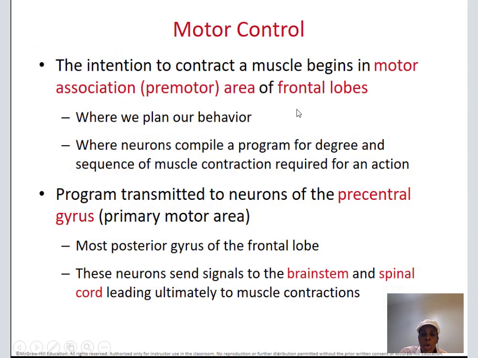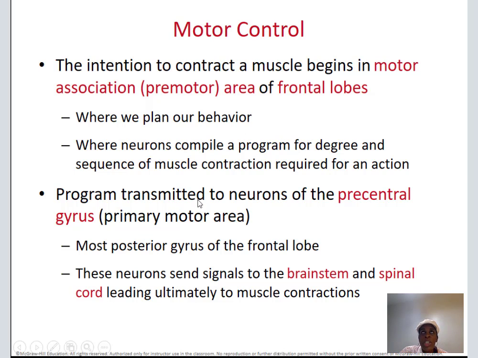Now let's talk about the motor control. After you receive information, you have to process that information. So the intention to contract a muscle, like when I say raise your hand and you try to raise your hand, that intention, that feeling comes from the motor association premotor area of the frontal lobe. So we plan behavior there.